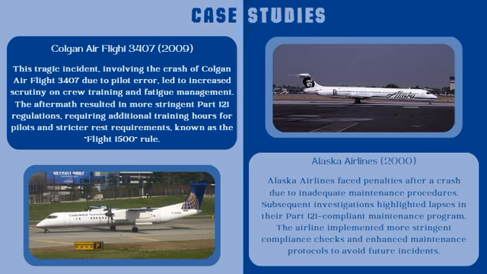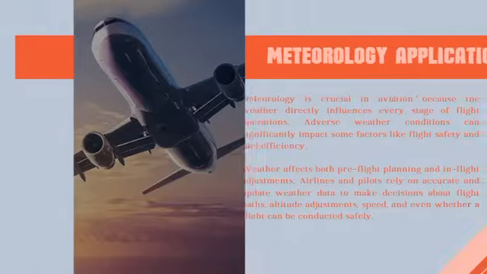Alaska Airlines. Alaska Airlines faced penalties after a crash due to inadequate maintenance procedures. Subsequent investigation highlighted lapses in their Part 121 compliant maintenance program. The airline implemented more stringent compliance checks and enhanced maintenance protocols to avoid future incidents.